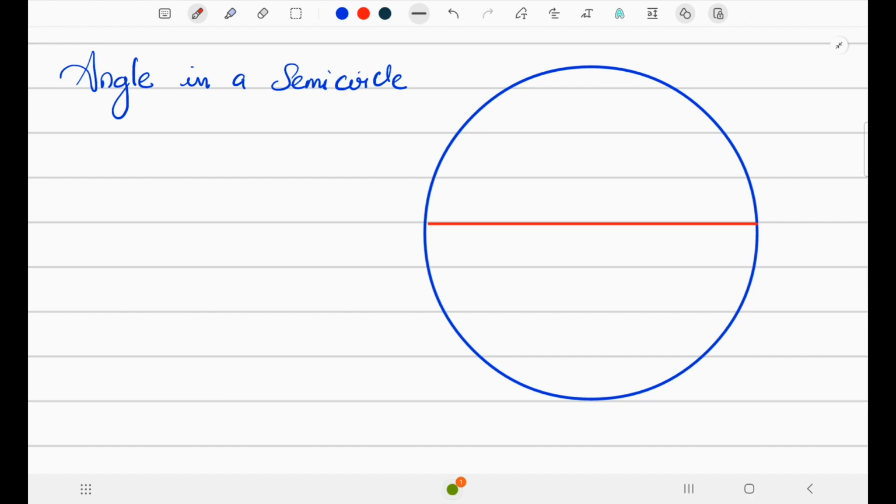I have drawn a circle. This is the diameter. So, this is the point A, point B. Assume this is the center of the circle. It's O. Somewhere P on the circumference. I draw the line.